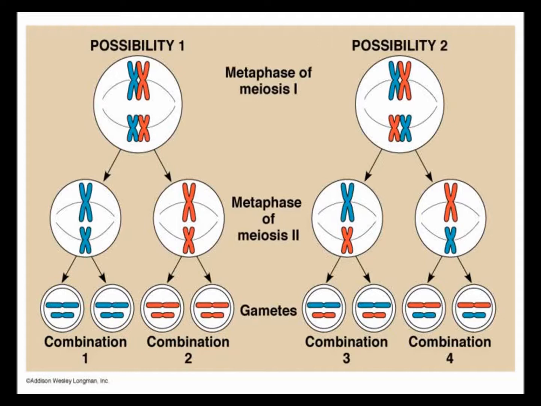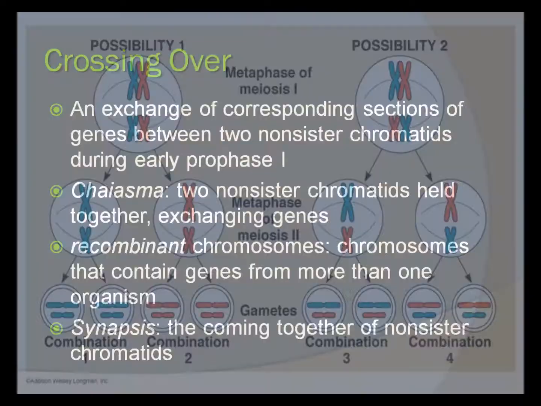In possibility 1, the maternal chromosomes happen to align on the same side of the metaphase plate, creating a daughter cell with only maternal chromosomes. As a result, the daughter cells of the daughter cell contain only maternal chromosomes. However, these chromosomes are not solely maternal due to crossing over.